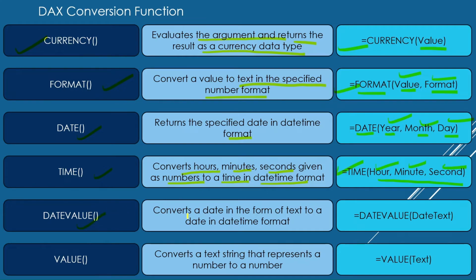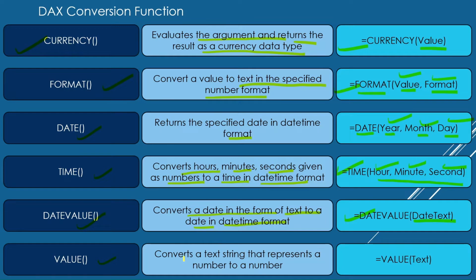DATEVALUE converts a date in the form of text to a date in the date and time format. Suppose we have text in a specific date format, and we want to convert it into the date and time data type. With the help of DATEVALUE, we can do it. It takes only one parameter, that is date text. This is the text value, and that text value will be converted into the date and time data type.